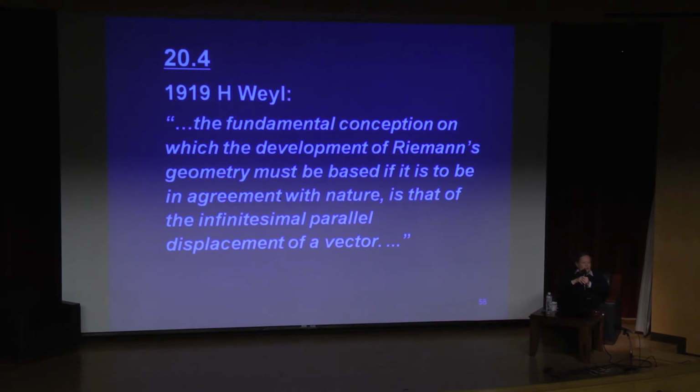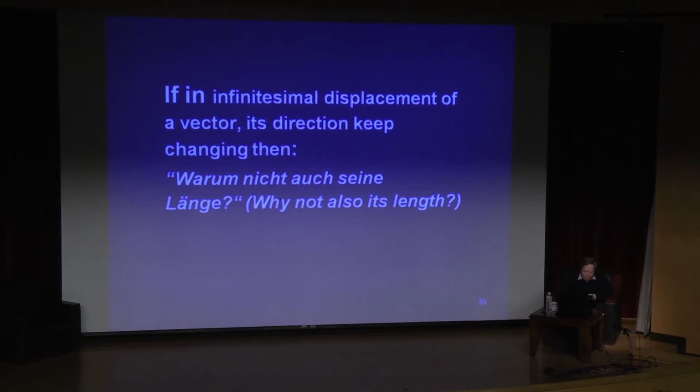Gauge theory did not originate at that time. It had originated earlier in 1919 from the work of the great mathematician Hermann Weyl, who wrote in 1919, "The fundamental conception on which the development of Riemann's geometry must be based, if it is to be in agreement with nature, is that of the infinitesimal parallel displacement of a vector." If in infinitesimal displacement of a vector, its direction keeps changing, that is what was necessary in Riemannian geometry and in general relativity. Then Weyl asked, "Warum nicht auch seine Länge?" Why not also its length?